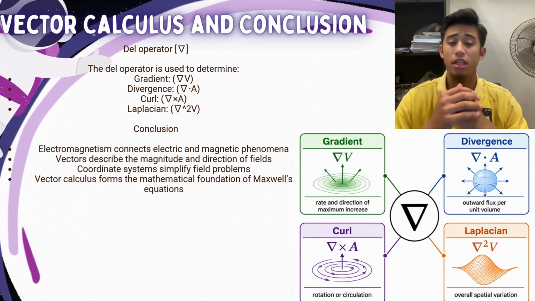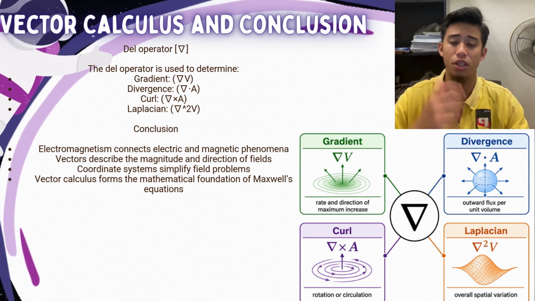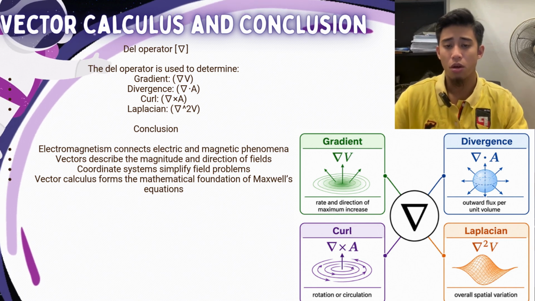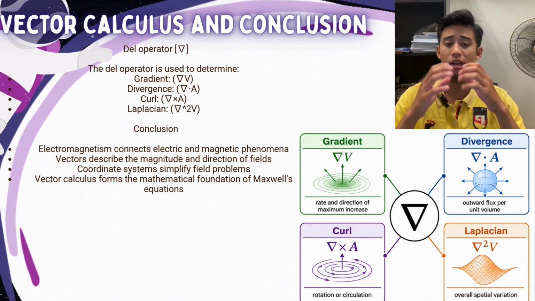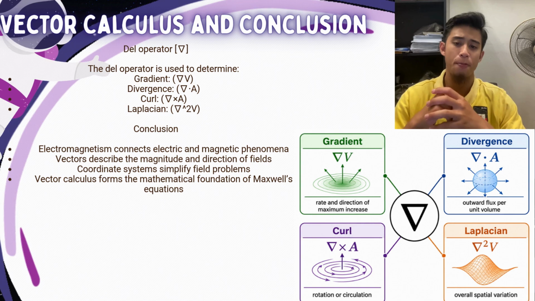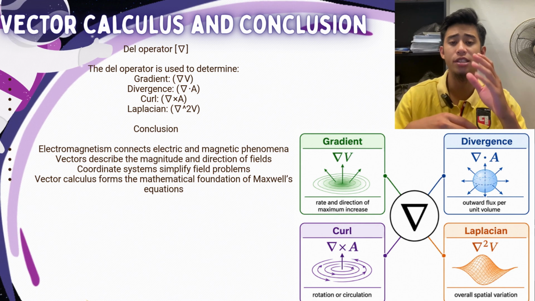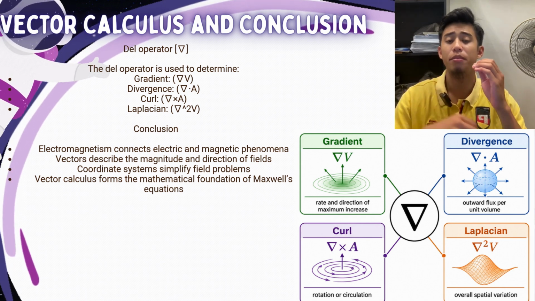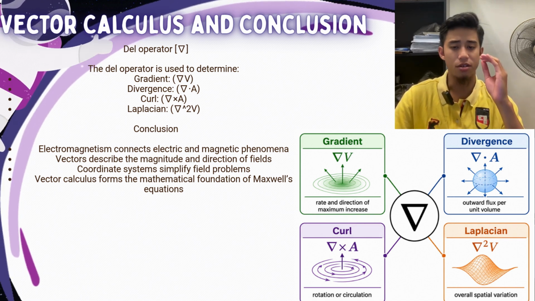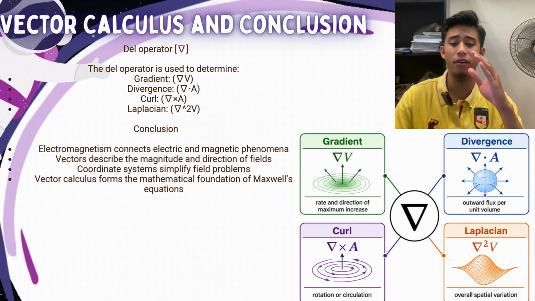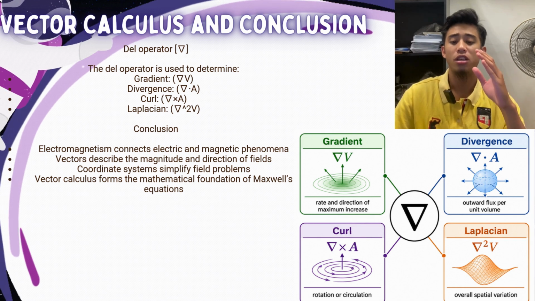Okay, the last slide is about vector calculus and the conclusion. Vector calculus allows us to describe how electromagnetic fields change in space. The gradient gives the direction and maximum rate of increase of a scalar field. Divergence measures the amount of outward flux from a point. Curl describes the rotation or circulation of a vector field, while the Laplacian measures the overall spatial variation of a field.